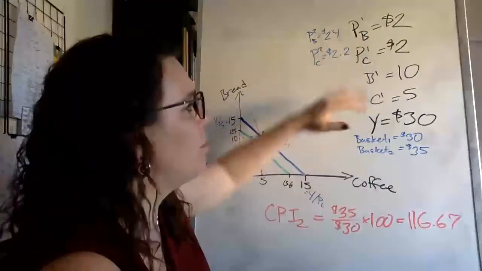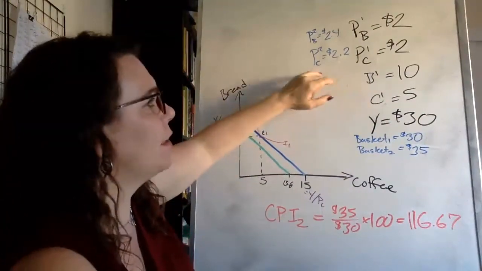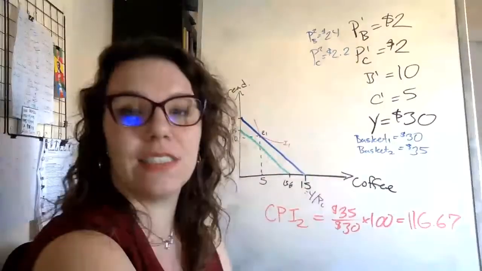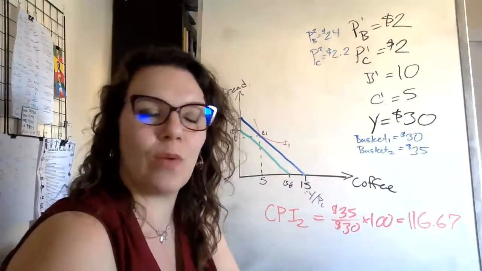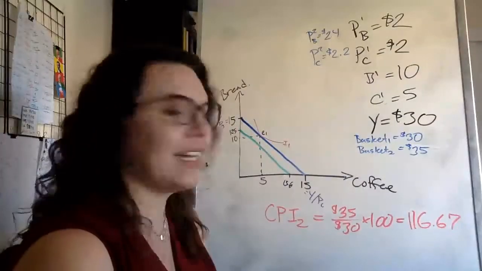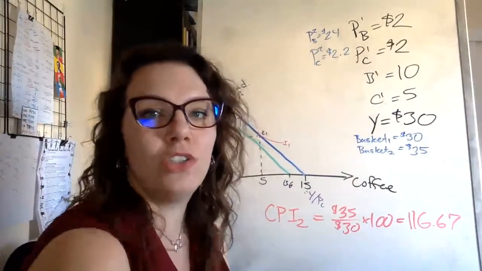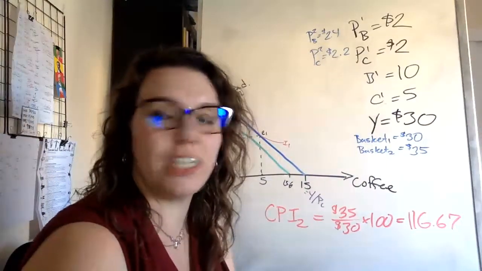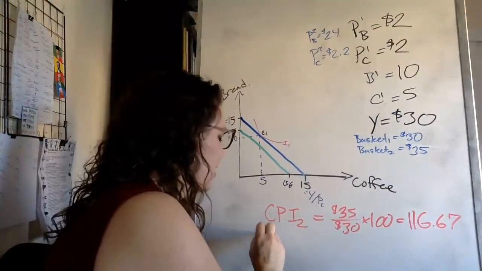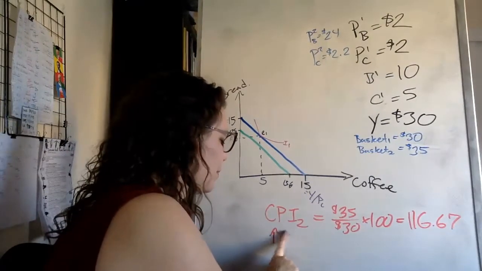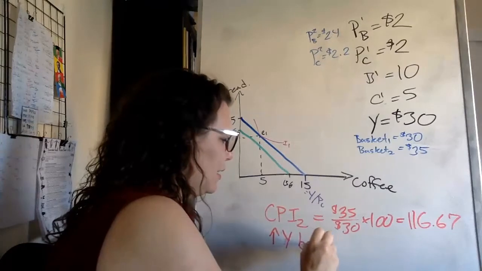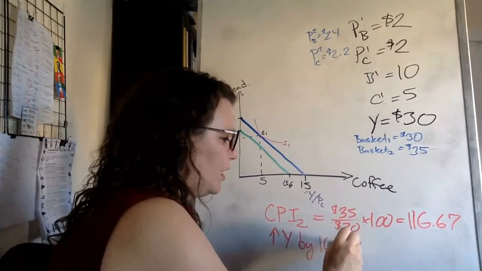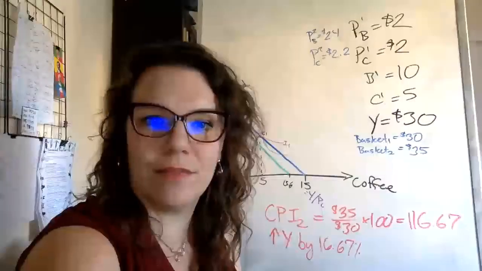We have an index with a base year of 1 and the current period is in 2. That's showing us the change in prices. It's also showing us the inflation rate. So if I wanted to know how much I'd have to raise income to compensate this consumer for the change in prices, I'm going to have to increase income by 16.67%, right?